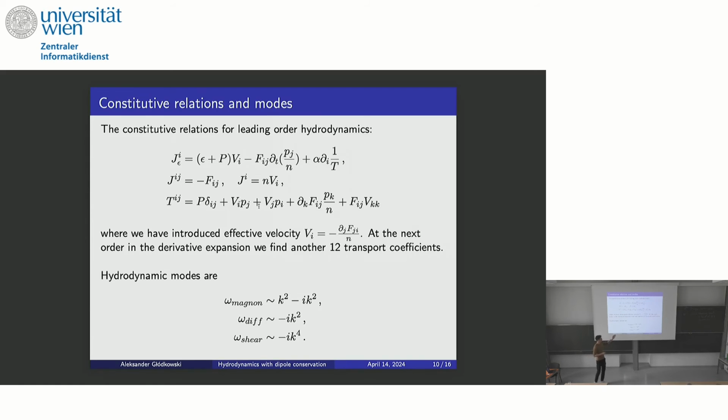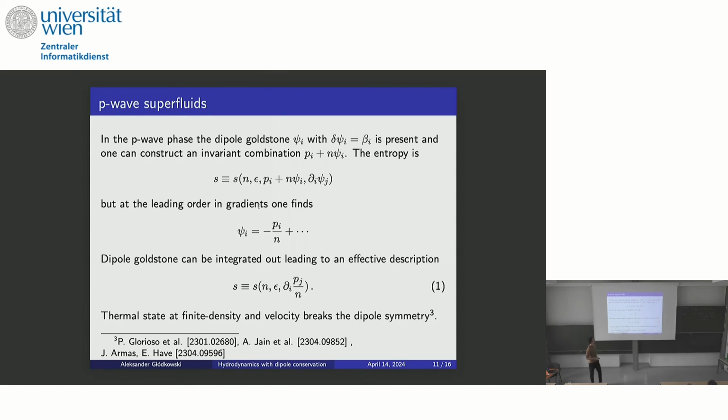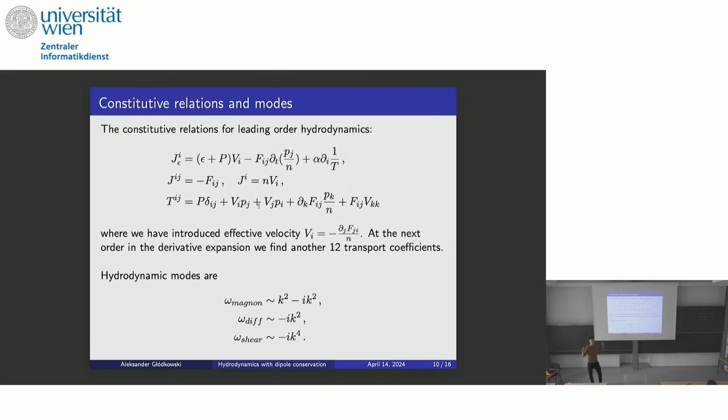So this mode is somehow strongly dissipative, in the sense that the dissipation and propagation come at the same power of momenta. And we have this standard diffusive mode. And interestingly, the shear mode is subdiffusive, starting at k to the 4. So these are the differences from conventional hydrodynamics. And now let me come back to this point. Here we try to describe the unbroken phase.